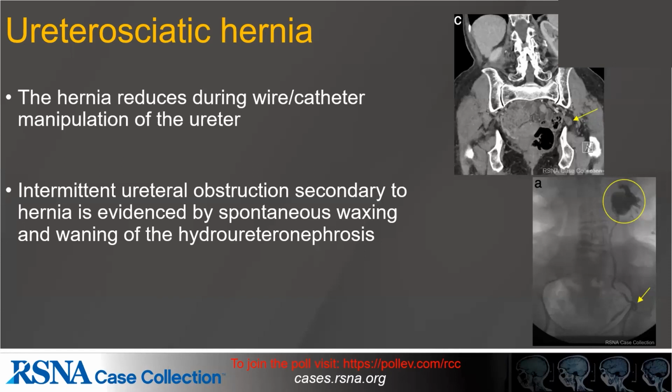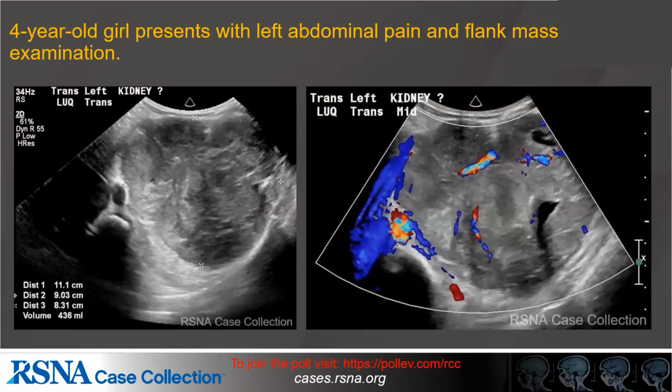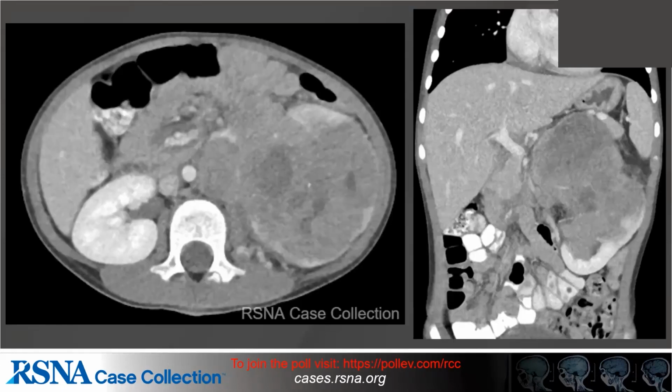All right, let's move on to the next case. A 4-year-old girl presents with left abdominal pain and flank mass on physical examination. So an ultrasound image here, grayscale on the left of the left upper quadrant, the region of the kidney. And then you have the color Doppler image on the right. So it's difficult to differentiate this mass from the kidney. So the patient underwent a CT examination.